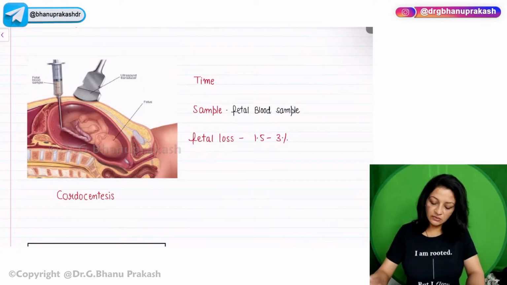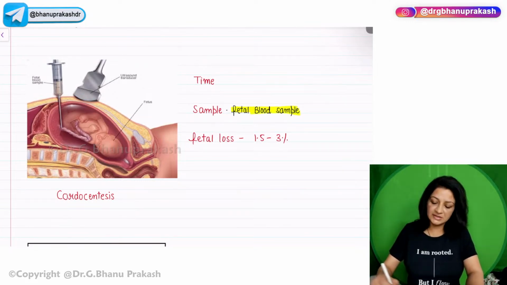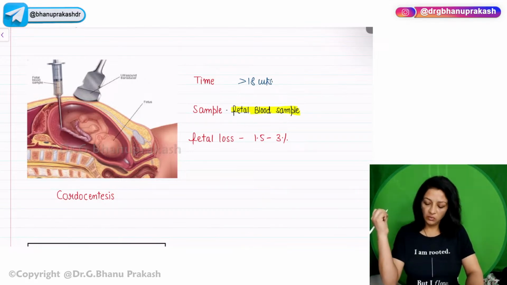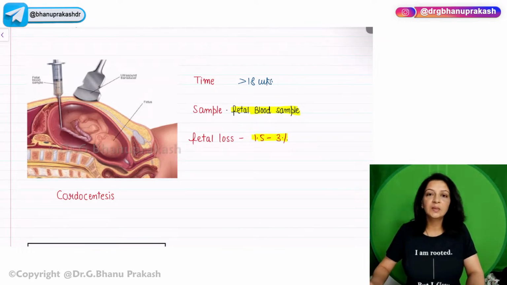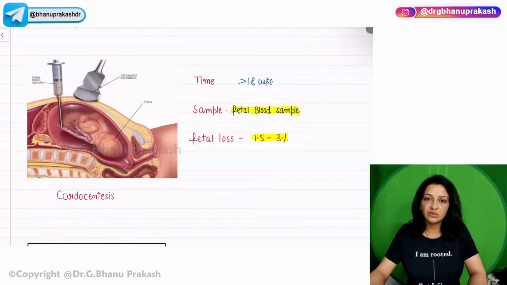chordocentesis. Chordocentesis, we will take the samples from fetal blood sample after 18 weeks. And the fetal loss is maximum up to 1.5 to 3%. So these are the diagnostic tests for Down syndrome. First one is amniocentesis, second one is chorionic villi sampling, and the third one is chordocentesis.